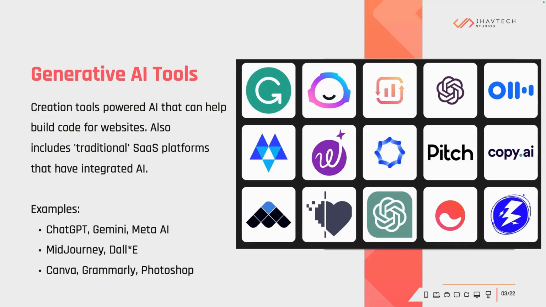Leaders in this space are obviously some known brands like ChatGPT, Midjourney, and Microsoft. And then within this space, you can also include your more traditional SaaS platforms that have effectively integrated generative AI into their offerings. So services like Canva, Grammarly, and Adobe Photoshop come to mind.